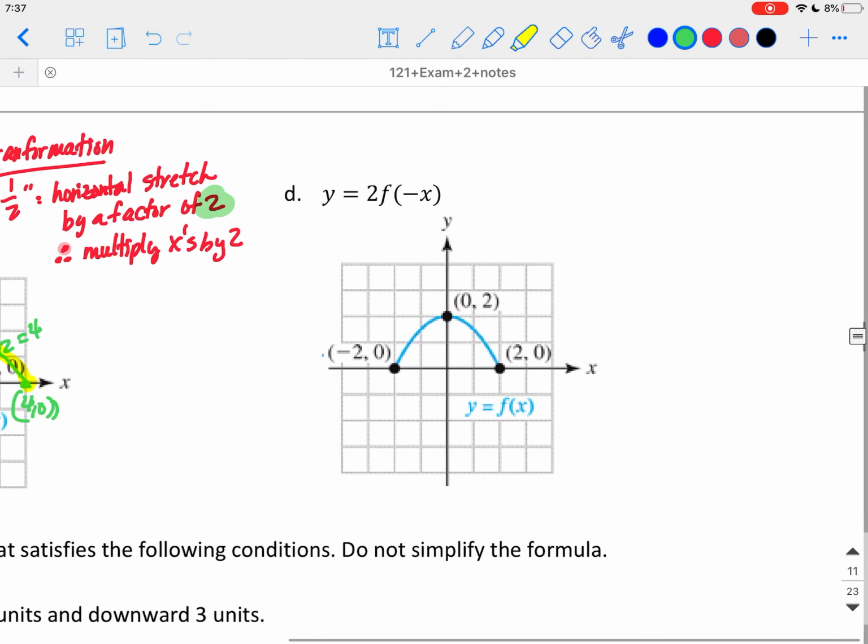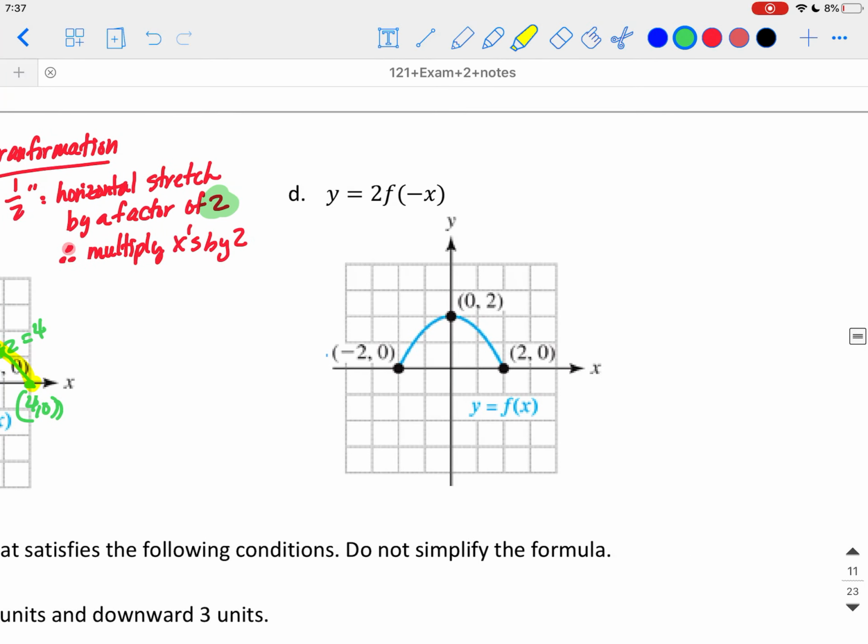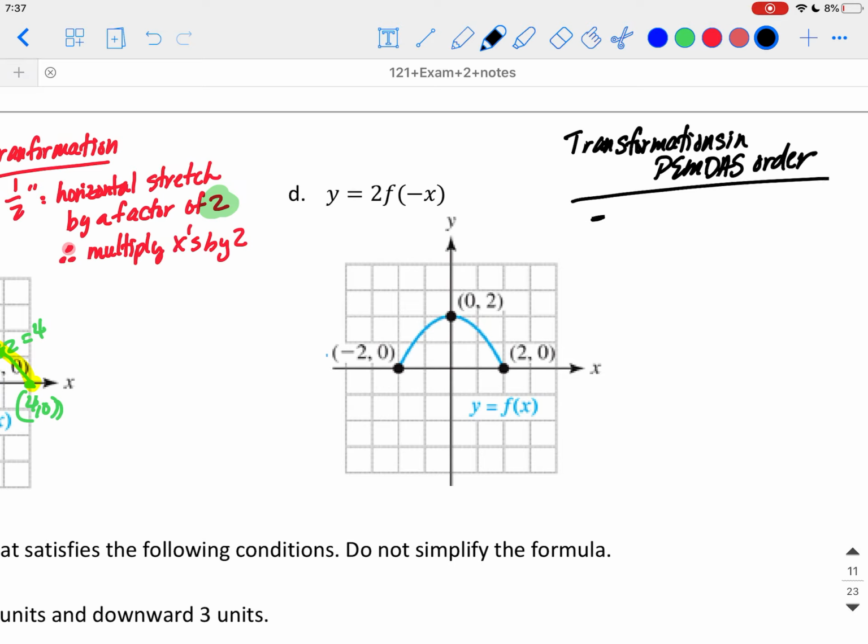Last one of these. I have y is equal to 2 times f of -x. So on this one, again, taking this really slow. I need to do the transformations in PEMDAS order. So I need to address the negative that's on the inside first. It's an understood -1 that's being multiplied inside of the parentheses of the function. If you look back up at the table, it is a reflection across the y-axis.